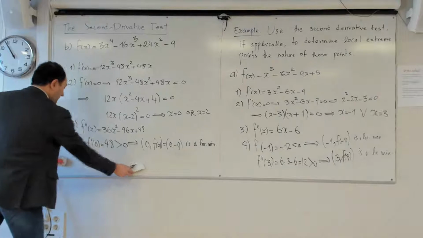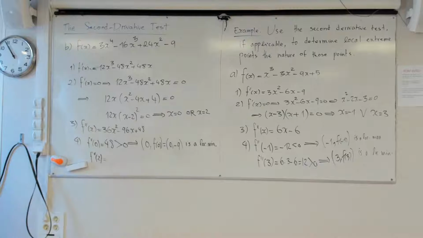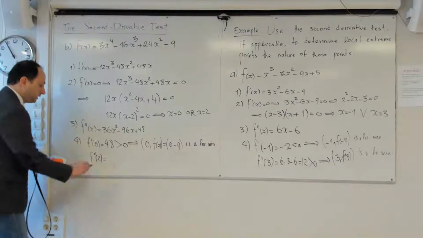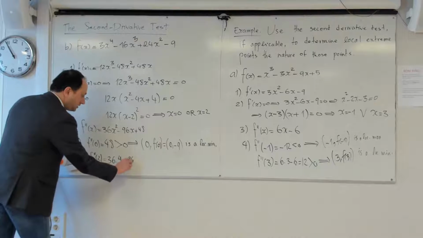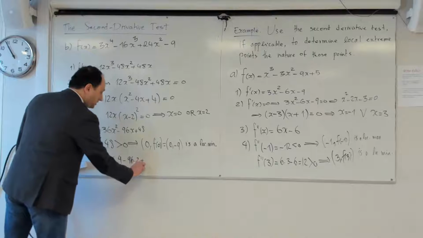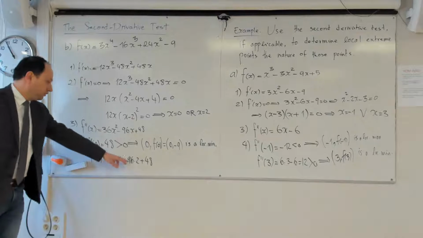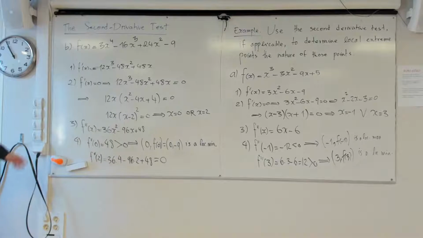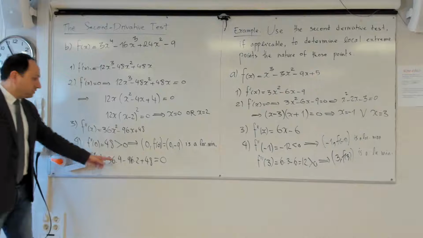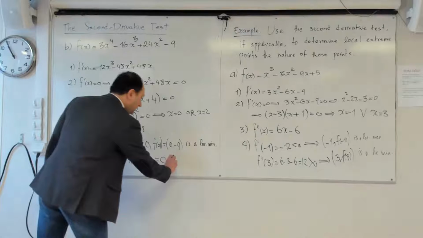But let me calculate f double prime of 2. What happens here? F double prime of 2, it means that I need to put 2 here. So 36, 2 to the power 2 is 4, minus 96 times 2, plus 48. 144, yeah, that is 0. And this is the unfortunate thing that happens. The second derivative turns out to be 0, so I cannot draw any conclusion here. No conclusion can be made.